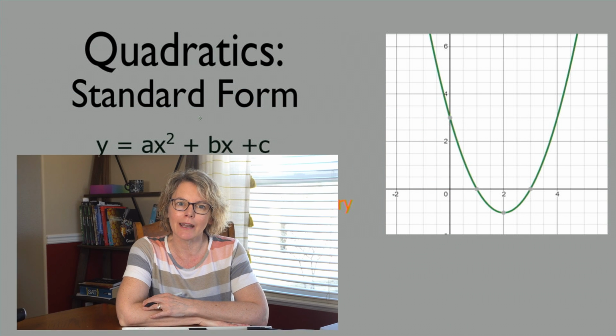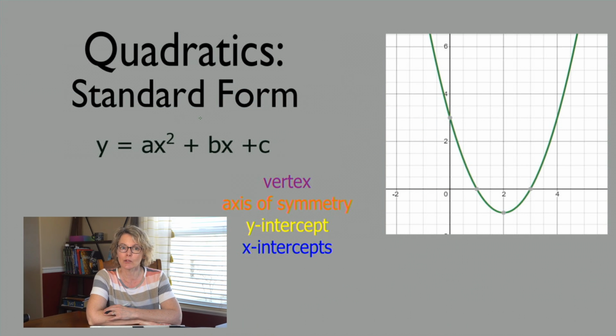Today we are going to be talking about quadratics in their standard form and what that tells us. Standard form of a quadratic is y equals ax squared plus bx plus c. Before we go through all of the things that the standard form can tell us, let's go through what these mean. First up is the vertex.